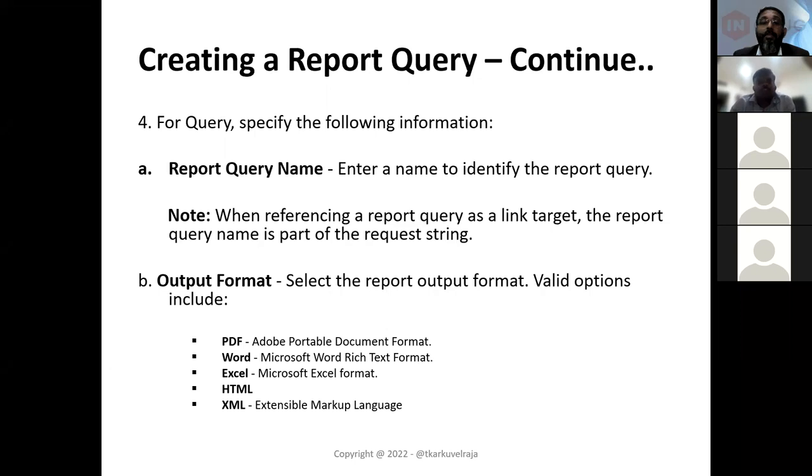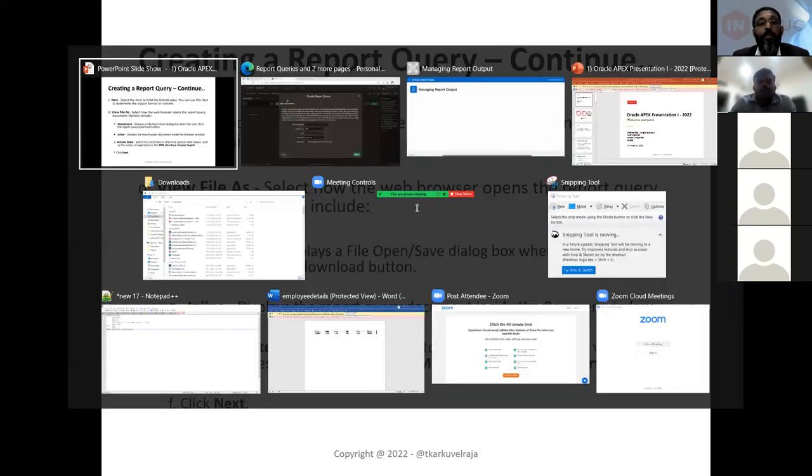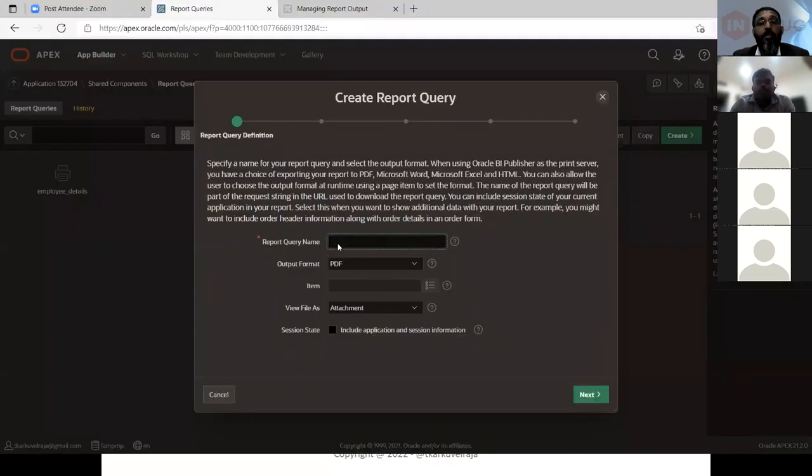Along with, you need to select the output format. So select the output format, then some valid options are there. Only you can select those options like PDF, Word, Excel, HTML, and XML. After that, there is an option called item. The first is report query name, which is used to identify the name of the report. It should be unique. The name should be unique, and then output format. So this has got some valid output options. So you can select any option from this.